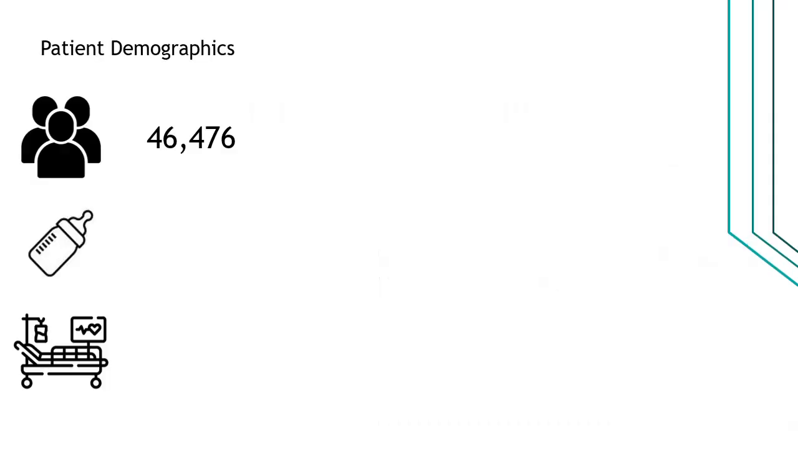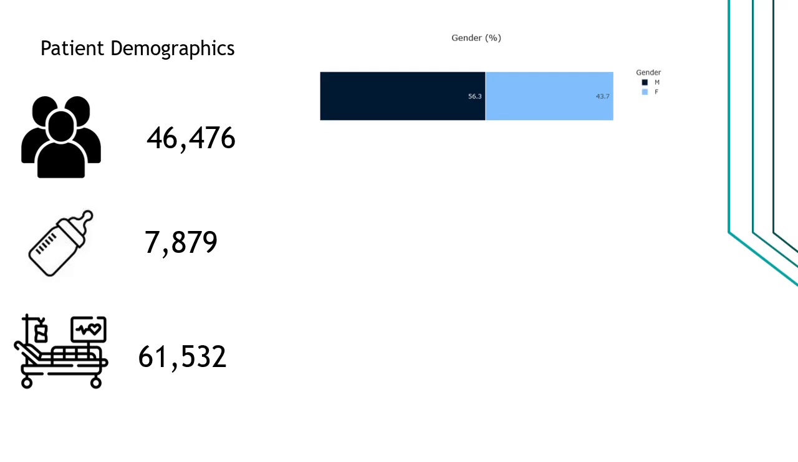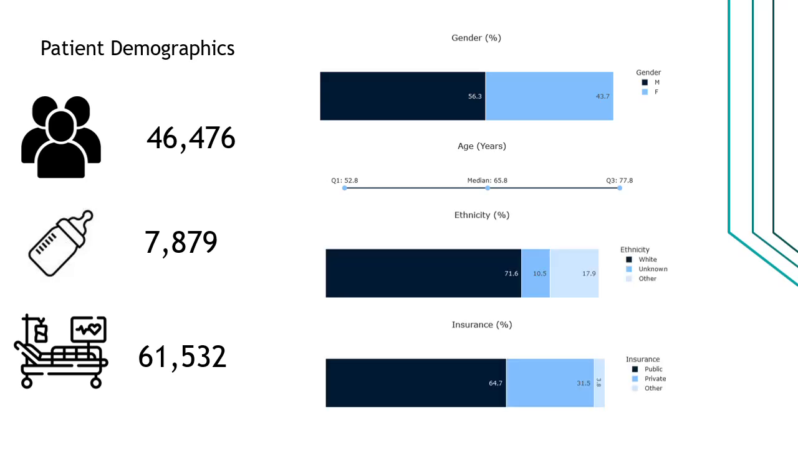Mimic3 contains data from 46,476 distinct patients, including 7,879 neonates, and covers over 61,532 ICU admissions. A slight majority of adult ICU patients are male, with a median age of 65.8 years. The intrahospital mortality rate is 11.5%, and most patients self-identified as white and were publicly insured.